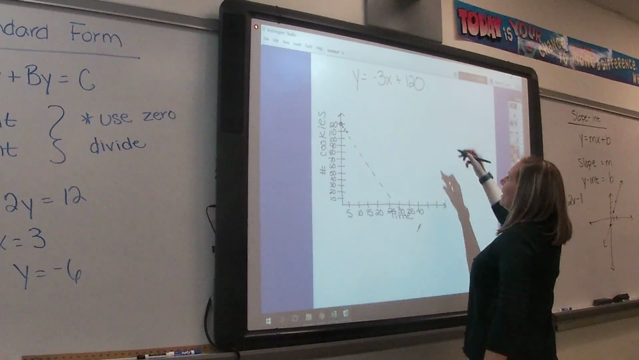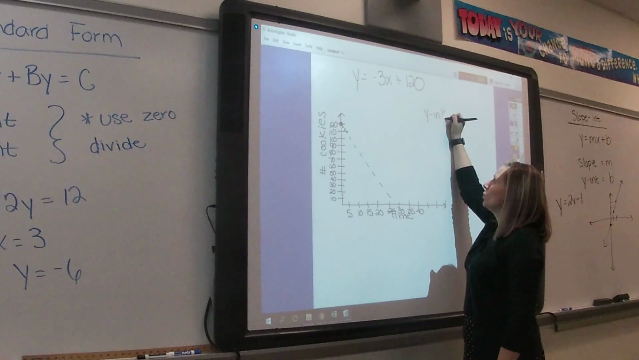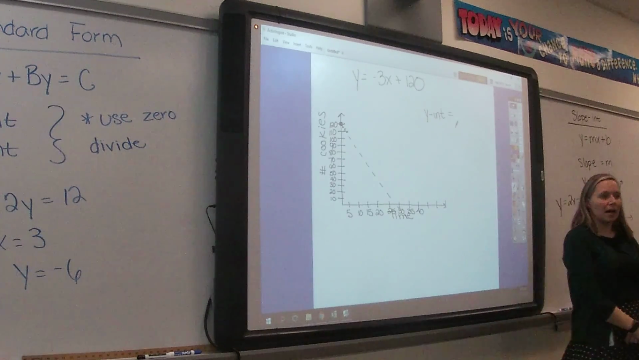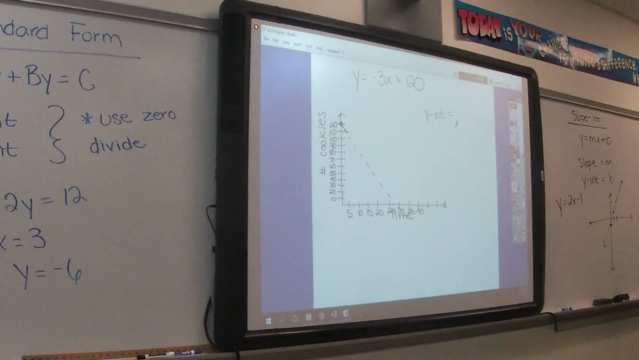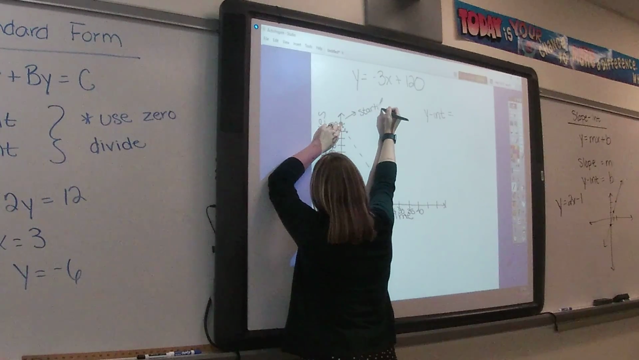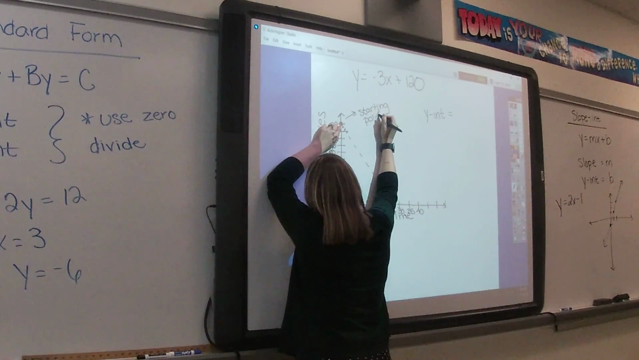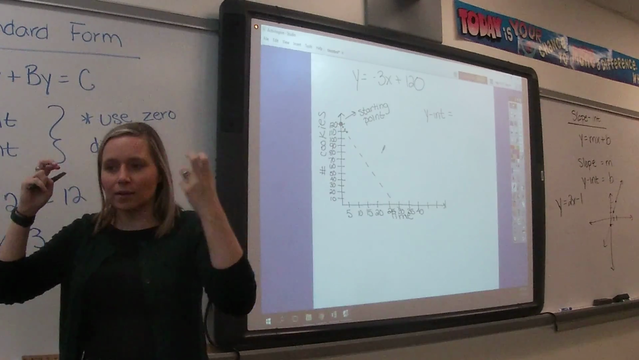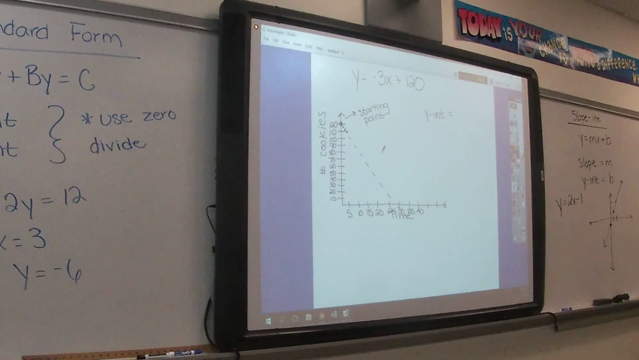What does the y-intercept represent? What does the y-intercept tell us? What do you think, Carter? How much total cookies she has? How many total cookies she has when? At the start. Okay, our y-intercept is giving us a starting point. Now, I have to use starting point a little bit loosely because it depends on what you're talking about. Start might not make sense.